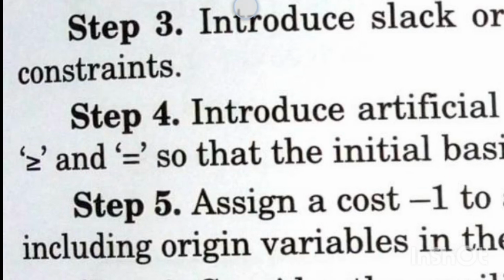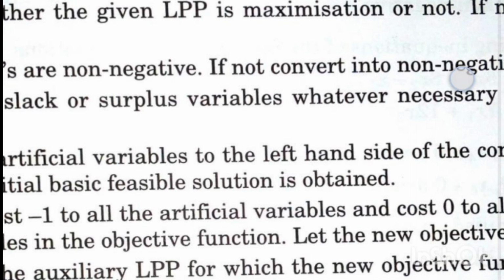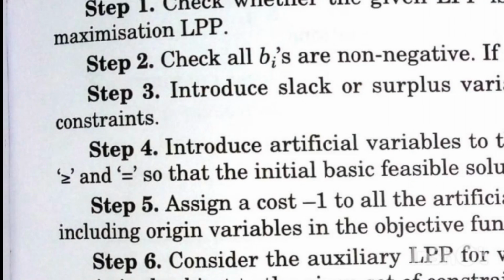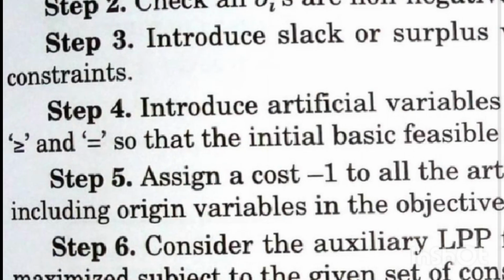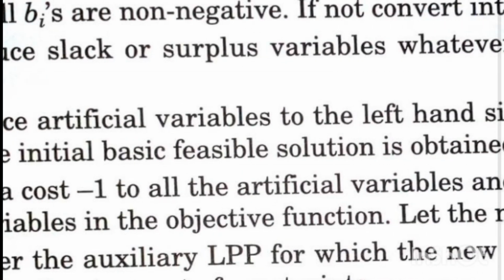Next, step number 5. Assign the cost as -1 to all artificial variables and cost 0 to all other variables like x1, x2, x3 and s1, s2, s3 and all remaining variables, except our artificial variables. Those we have to consider as -1, and solve this auxiliary LPP.